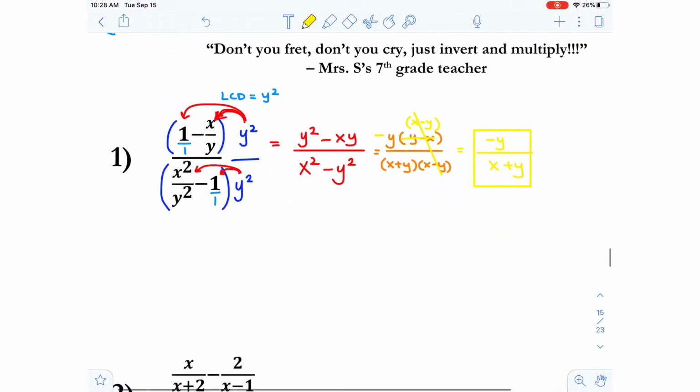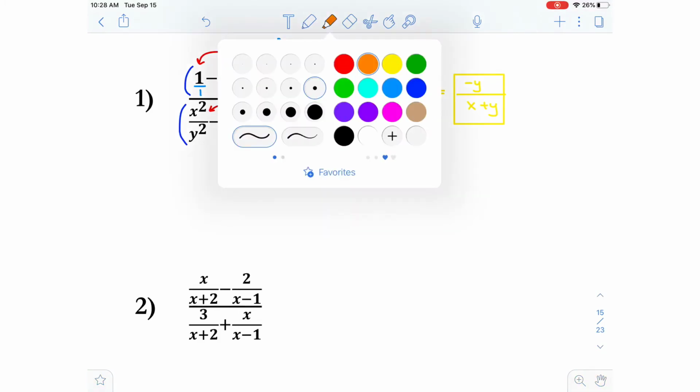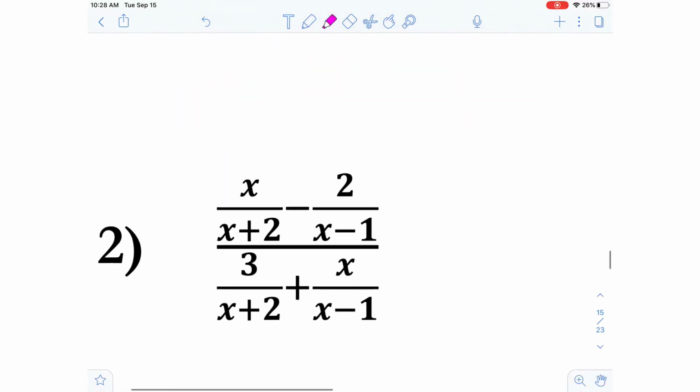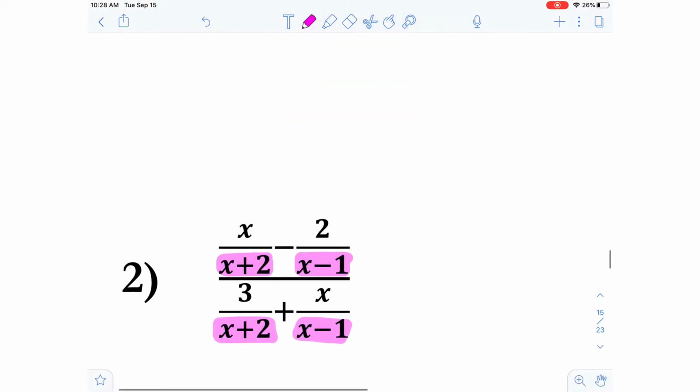That was kind of crazy. Let's do another one to feel more comfortable. Let's look at number 2. This looks crazy. It's really not that bad. Guys, let's look at these mini denominators. I have an x plus 2 and an x minus 1, and again, I have an x plus 2 and an x minus 1. Okay, so my LCD is exactly that, x plus 2, x minus 1.